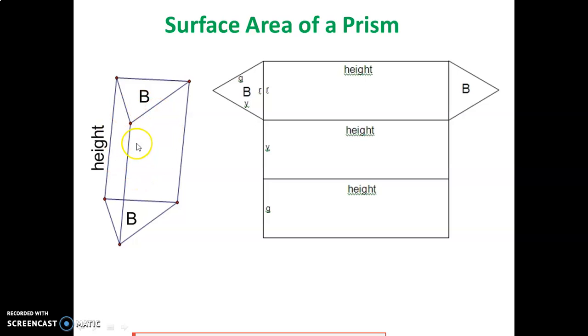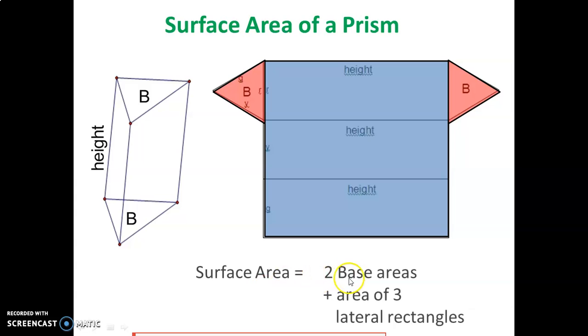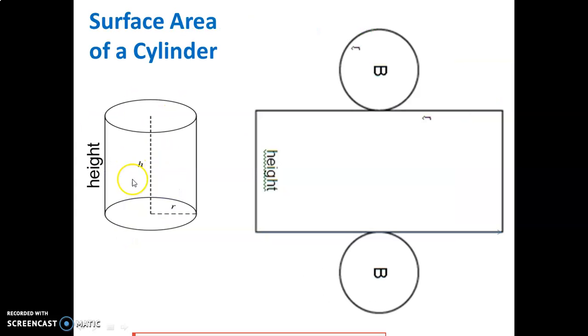Likewise, in a triangular prism, the net looks like this. So we have two bases, those two parallel bases, and then we have the lateral rectangles. So the surface area is two bases plus the area of the three lateral rectangles. That's the entire surface of this prism. Cylinder works the same way.